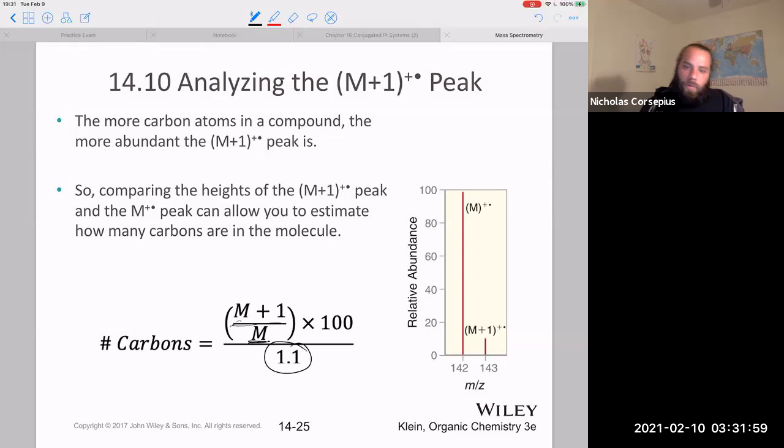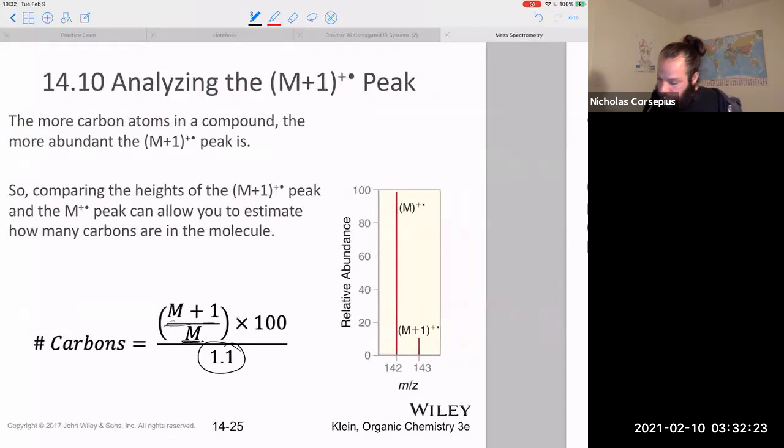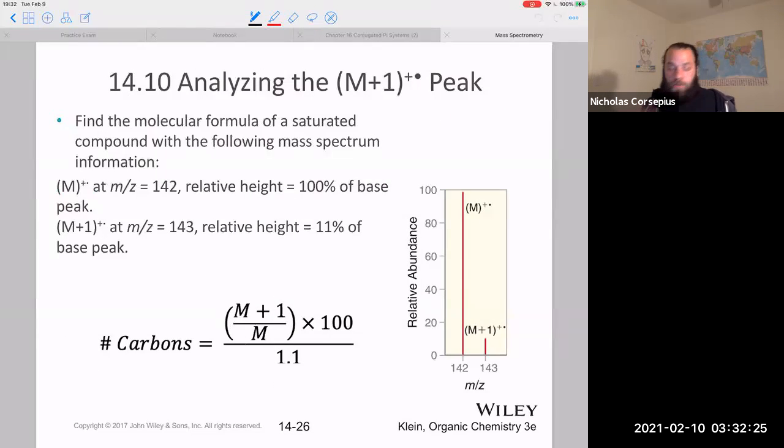So why is that? Well, because if you think that 1% of all carbon is going to contribute to this M+1 peak, well, the more carbons you have in a molecule, the more likely there is to be an M+1 peak. Well, the more likely your compound is to weigh M+1 compared to M. Okay, so let's just put this into practice, given this example here.